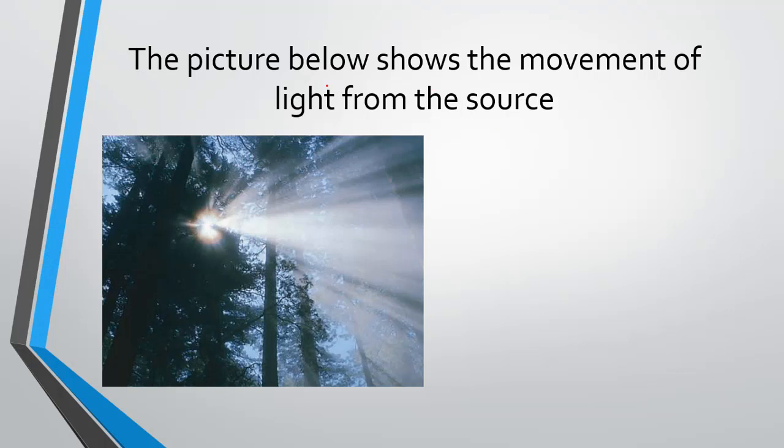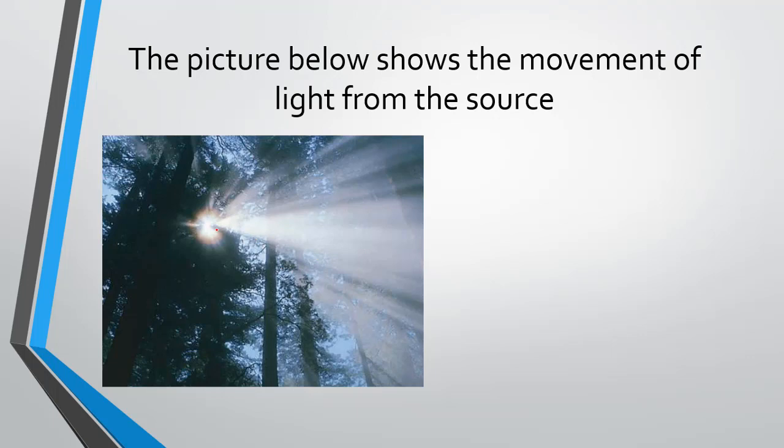This picture below is showing the movement of light from the source. We normally get this kind of view when we are in the forest or under a tree. We will see the sun, which is the source, and then we will see a beam of light, also known as light rays.